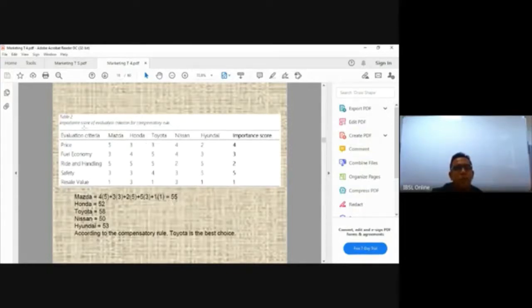So here, I said there are, depending on your criteria, you evaluate. Now for example, what does he say? Importance score of evaluation criteria for compensatory rule. Now, these are the details.